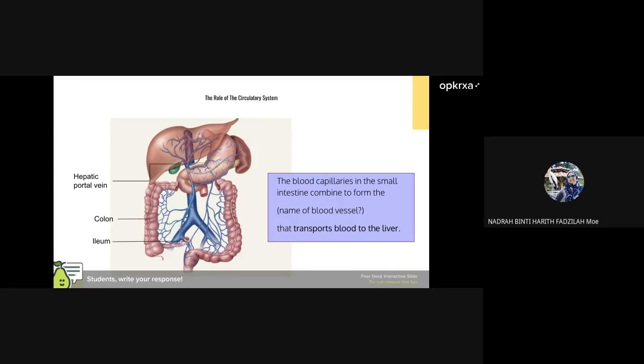So semua salur darah yang berada di kawasan intestine tu akan bersambung direct pergi ke hepatic portal vein, masuk ke dalam liver. Liver akan buat assimilation dulu. Basically liver ni akan jadi macam checkpoint lah sebelum all of these substances transported to the other parts of the body.